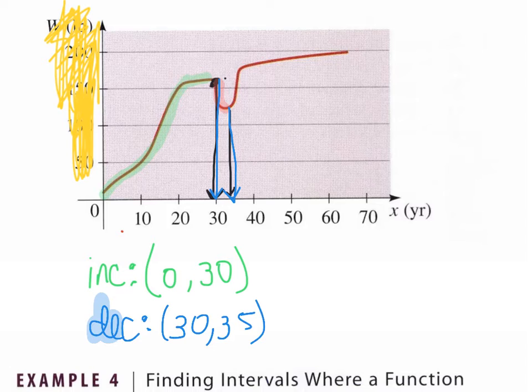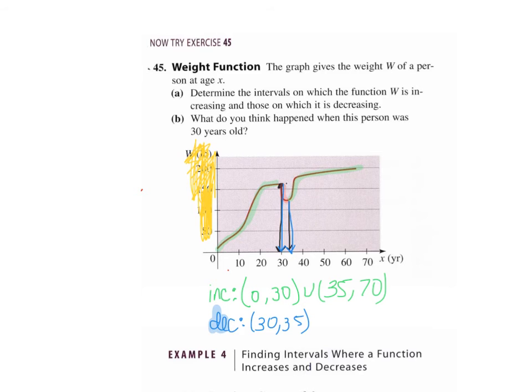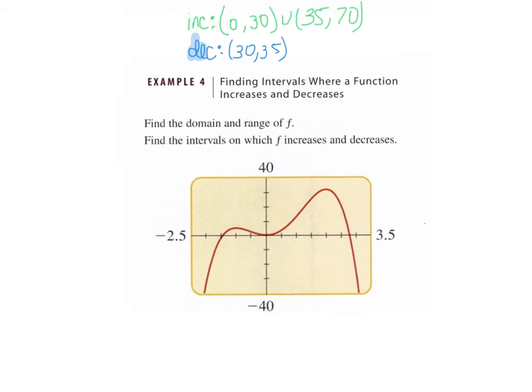And then what does it look like my graph does again? It increases from where to where? So 35 to 70. What's that symbol that we put in the middle that says something's happening here and here? What is it, Christian? Perfect. Good job. Everybody see that? Because we read intervals of increase and decrease at what? X. On the x-axis. Good.